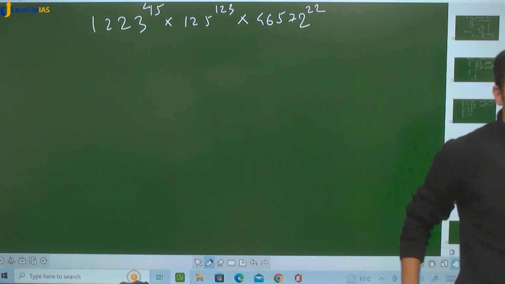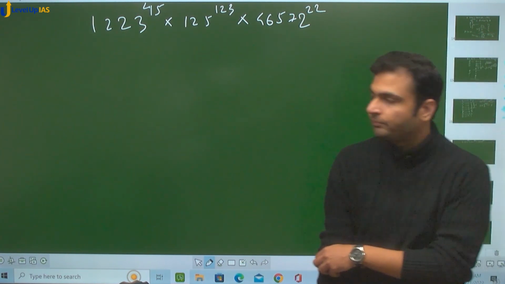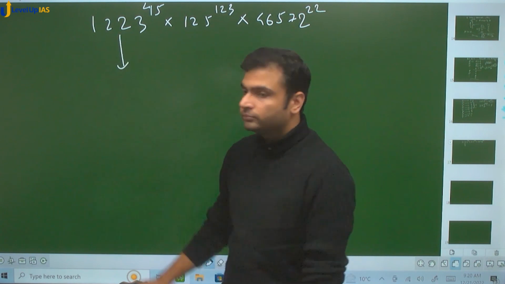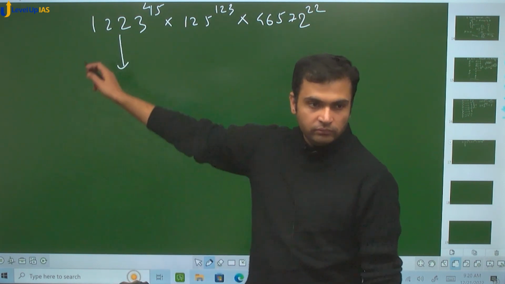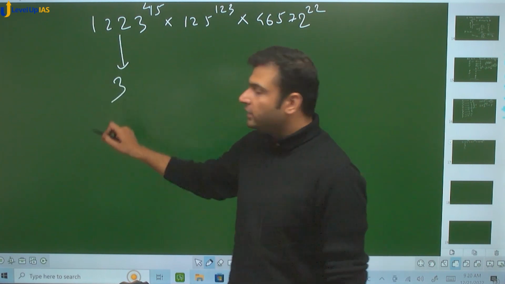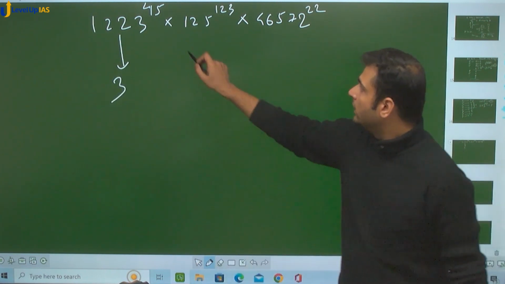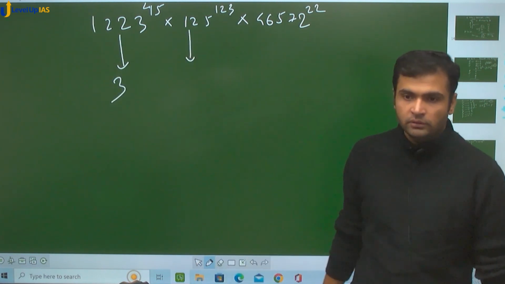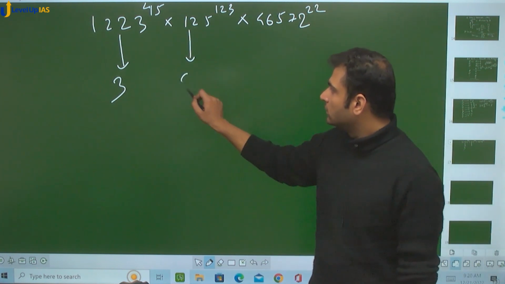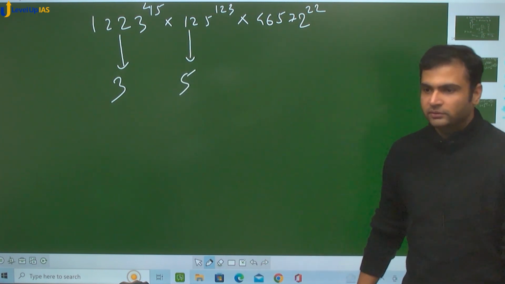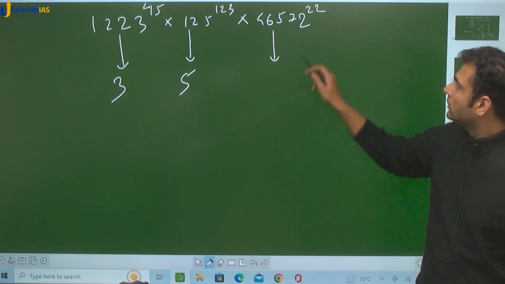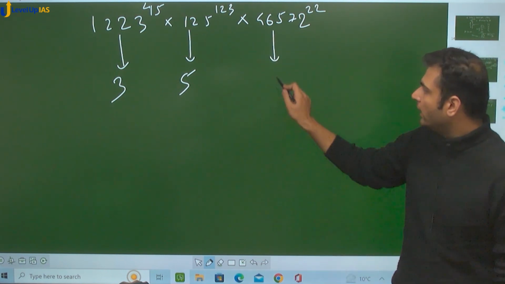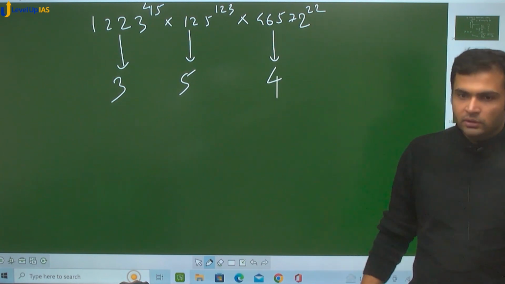What is the units place? 0 should come. What is the units place for this? Remainder is 1, so it would be 3. Here, the remainder doesn't matter, it would always be 5. Here remainder is 2, so you have 4.